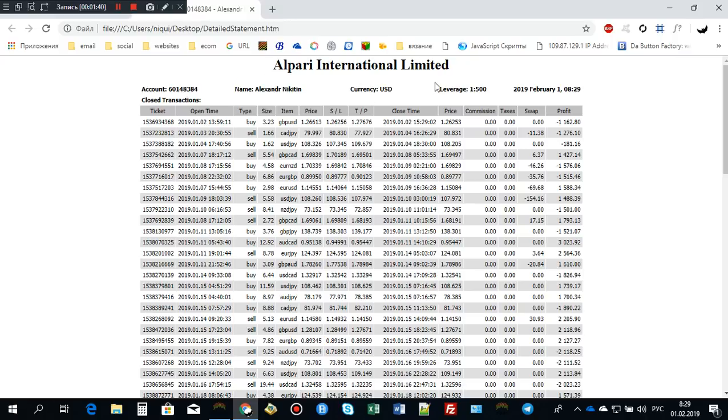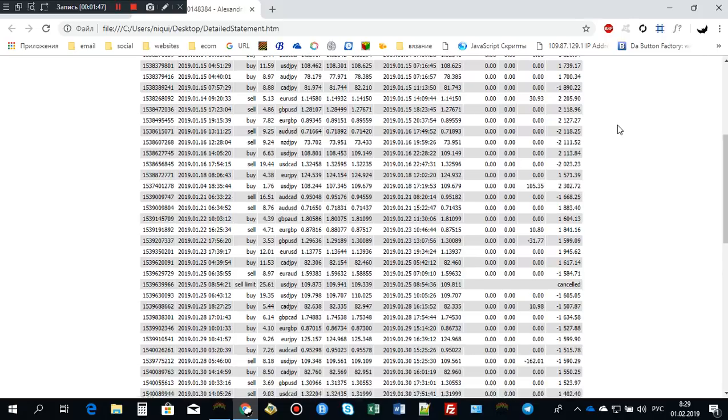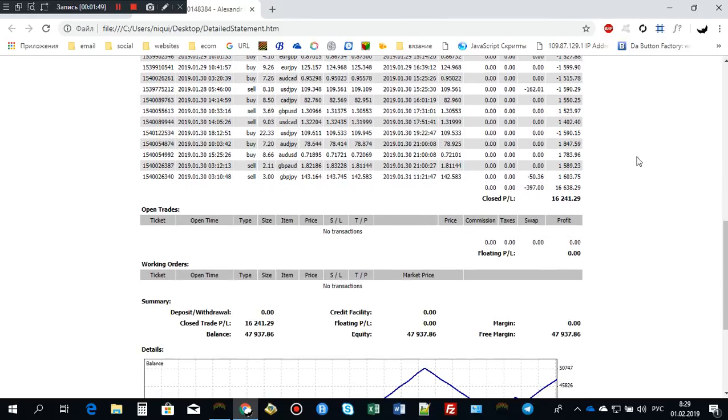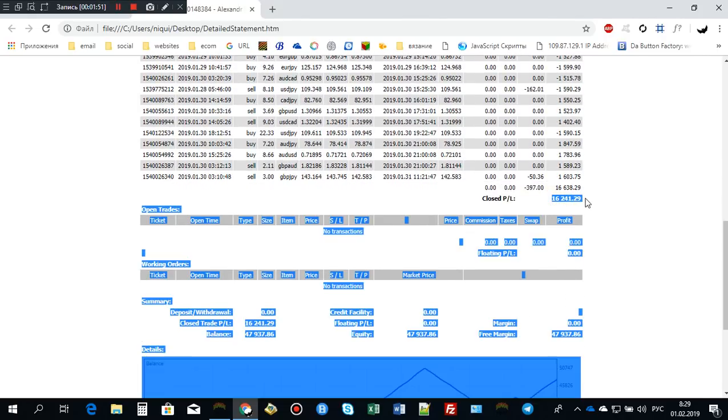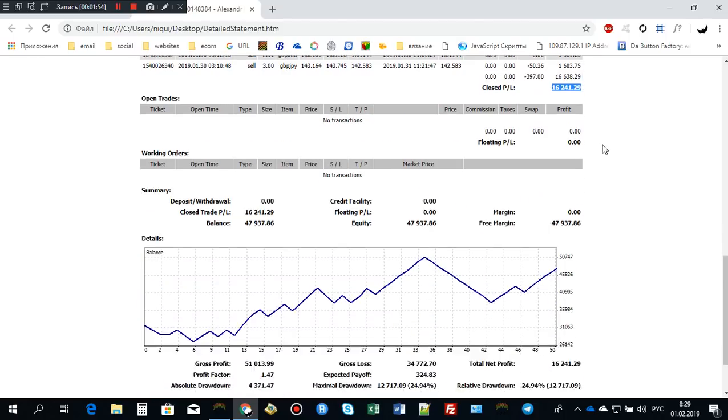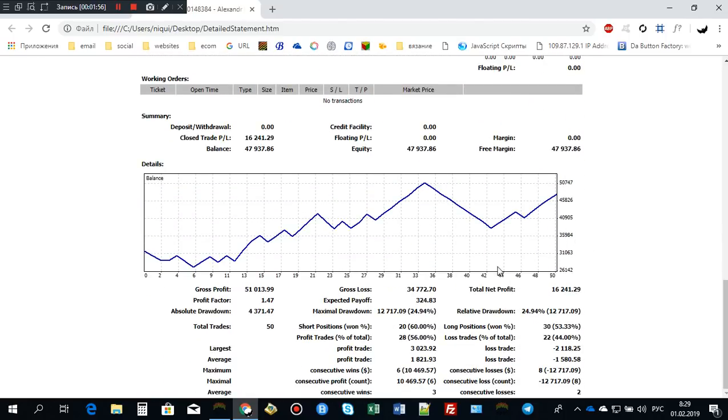Pretty standard: broker's name, my name, currency, leverage, standard header, I should say it this way, then the list of trades that are taken, the amount of what you have generated, and here is some chart and some statistical block. Okay, let us analyze this information. First of all, the first thing that you need to pay attention to is this account balance that I have right now and the profits that were generated.